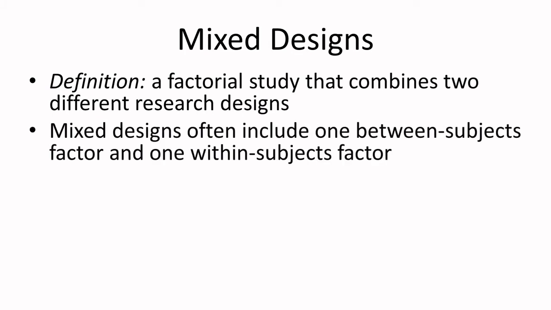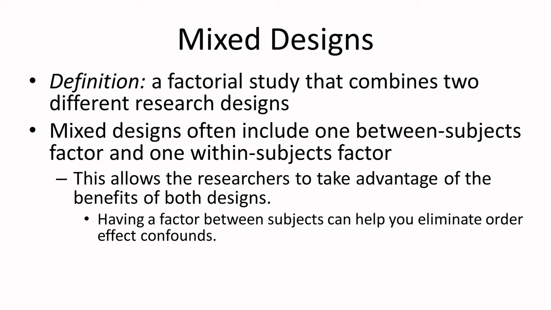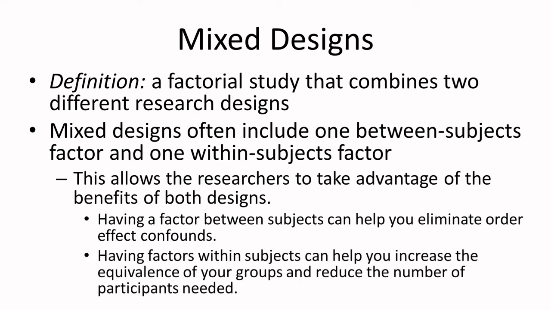So mixed designs often include one between subjects factor and one within subjects factor. That's the most simple kind of mixed design. And as I was mentioning, this is generally a good thing. It allows the researcher to take advantage of the benefit of both designs. For example, having a factor between subjects will help you to deal with order effect confounds, and having a factor within subjects helps you to increase the equivalence of your groups, deal with those individual difference confounds, and it also helps you to reduce the number of participants you need.